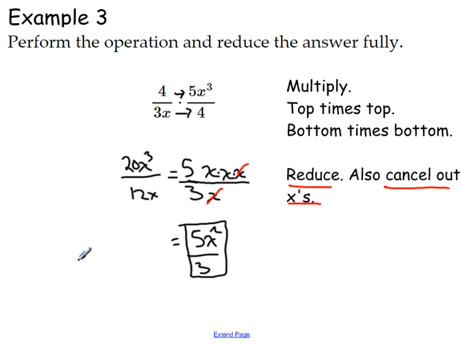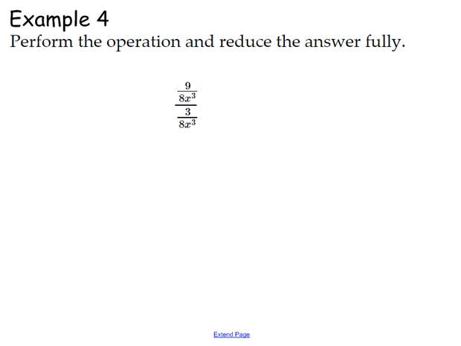All right? Let's try one more. Perform the operation and reduce fully. So it says 9 over 8x to the third divided by. So this is telling you here that this is a division problem. So 9 over 8x to the third divided by 3 over 8x to the third. So what it's saying is, and I'm just going to rewrite it here, 9 over 8x to the third, and then this means divided by 3 over 8x to the third. So that's what it's saying to do.